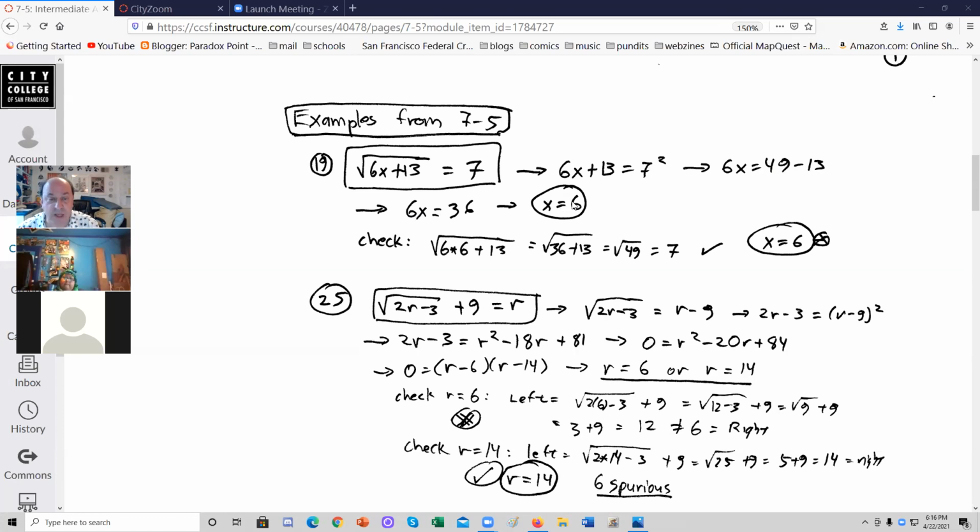And again, you have to check that. Plug in 6 into here. You get square root of 6 times 6 plus 13, which is root of 36 plus 13, which is root 49, which is 7, which checks. So x equals 6 is, in fact, the solution.